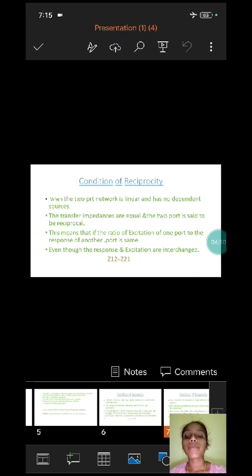And the condition of reciprocity: when the two port network is linear and has no dependent sources, the transfer impedances are equal, and the two port is said to be reciprocal. This means that the ratio of excitation at one port to the response at the other port is the same even though the response and excitation are interchanged. The condition of reciprocity is Z12 is equal to Z21.